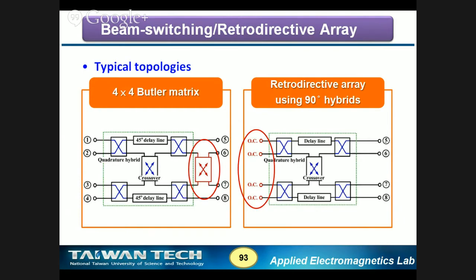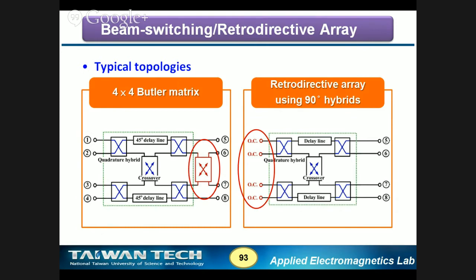Fine. You have a quadrature hybrid here, you have a crossover here, and you must have an open circuit, of course short circuit is fine, at the end of the input port. So just think about the topology of the two designs. They are very similar. The only difference is that in the Butler matrix, they are input ports, port 1 to port 4, but in the reflection type retrodirective array, they are open circuit. And the second difference is there is an additional crossover in front of the Butler matrix.